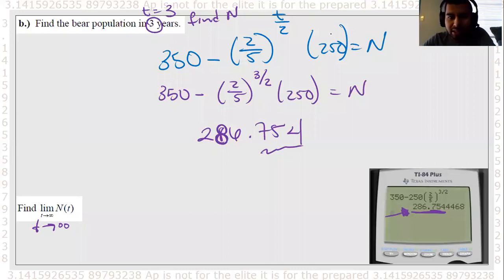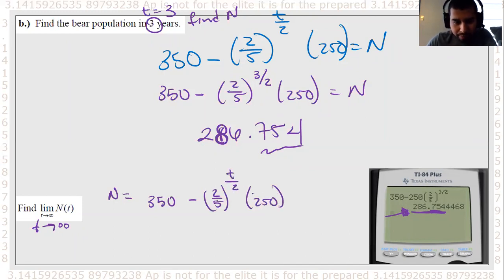Well, keep in mind this one can be done without a calculator, and I'm going to show you guys how. The equation for n is n equals 350 minus (2/5) to the t over 2, and then times 250. Let's think about what's happening here. As my t goes to very large numbers, let's say infinity.